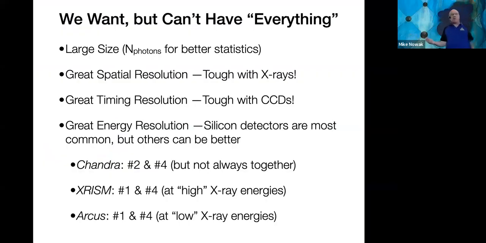So we're greedy. We would love to have everything. We would love to have large size, as many photons as we can possibly get. We would love to have great spatial resolution. This is extremely difficult in the X-rays. It's easy to look at yourself in the mirror in the morning. Well, maybe not for all of us, depending on how we're feeling that day. But optical light can bounce off of a mirror very easily. That's very tough to do with X-rays.